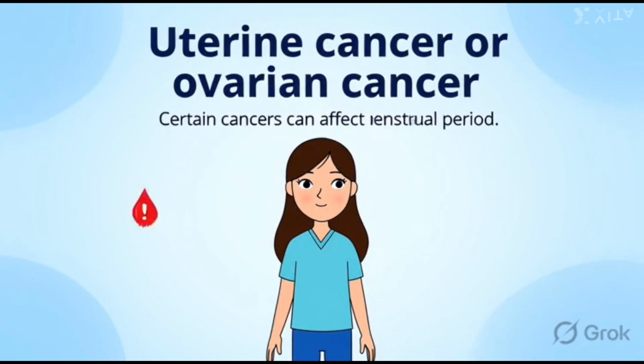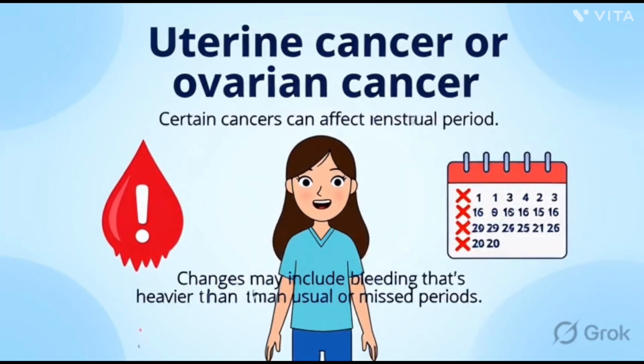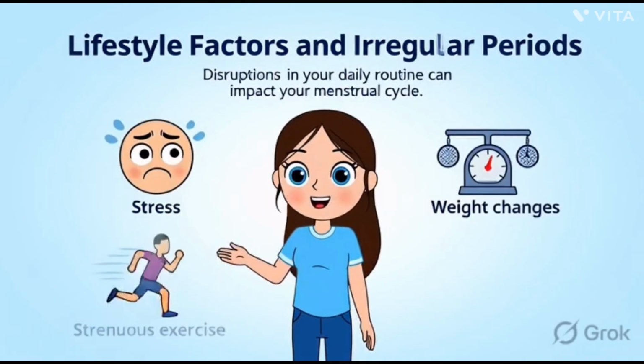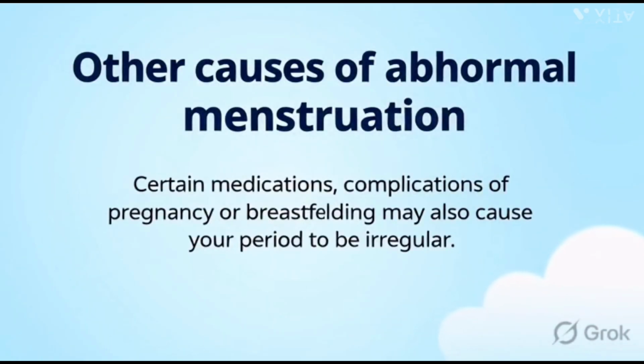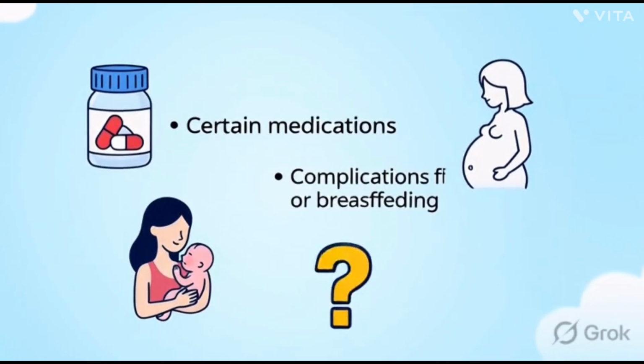Uterine or ovarian cancer can affect your period. You may experience heavier bleeding or missed periods. Disruptions in your routine can impact your cycle. Lifestyle factors include stress, weight changes, strenuous exercise, and illness. Other causes of abnormal menstruation: certain medications, complications of pregnancy or breastfeeding.